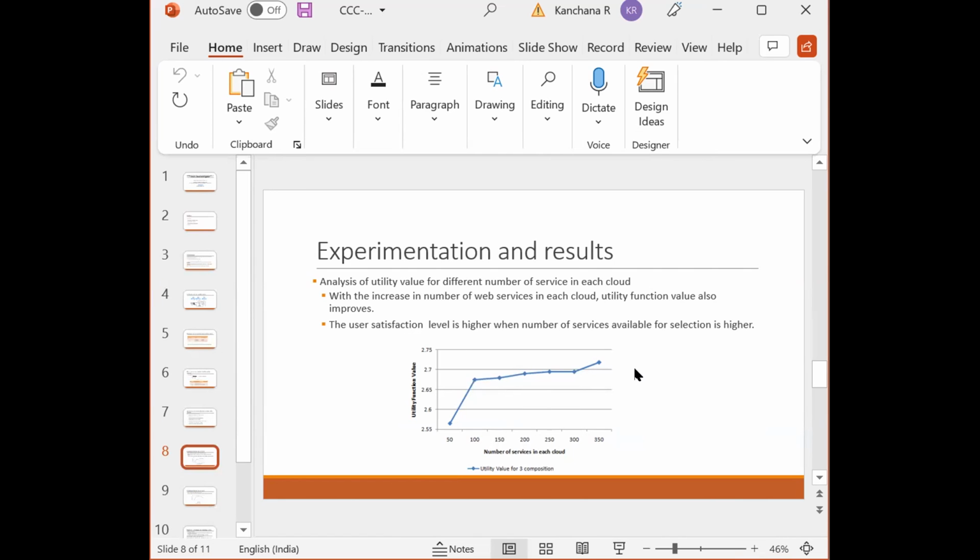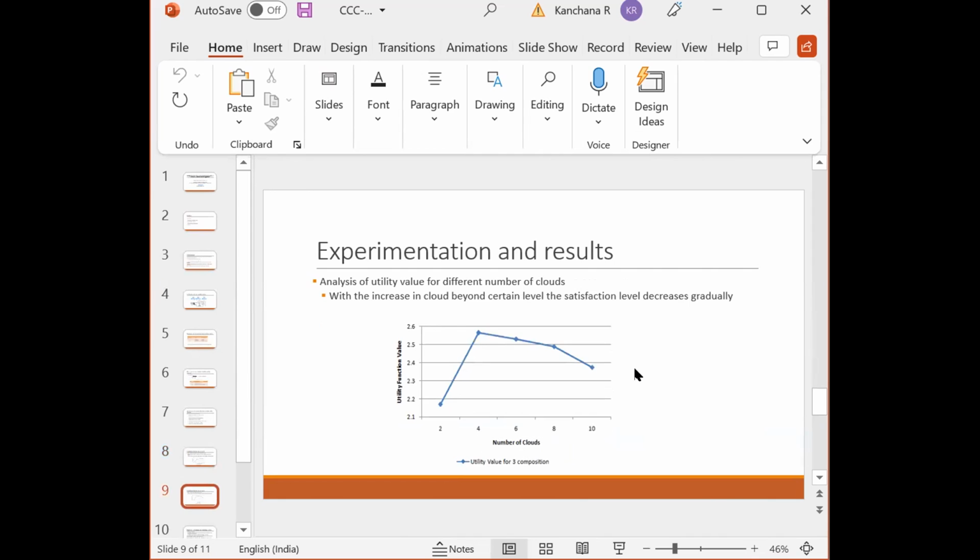The second one is we make the number of services for each functionality fixed, like 50 services are available for selection. But we are changing the number of clouds in which they are distributed. So the cloud platforms are 2 to 10. Here we can observe till 4 platforms, the utility function is improving. After that, it is decreasing. Means we have to find out the optimal number of cloud platforms where the services are available. That is, after 4 clouds, the satisfaction level starts declining.